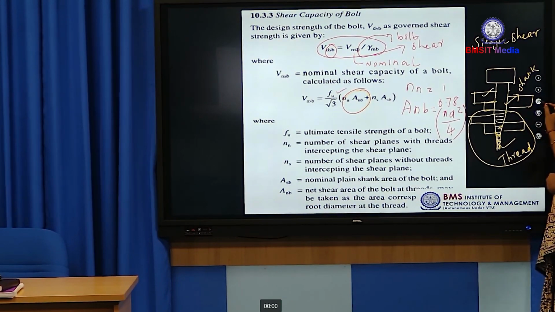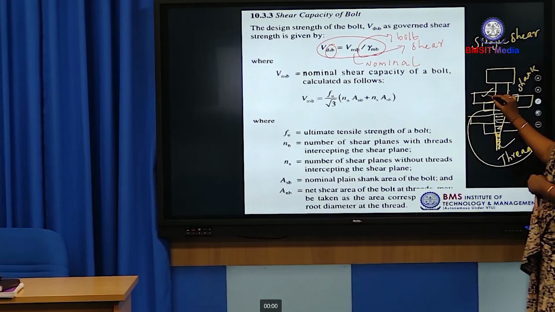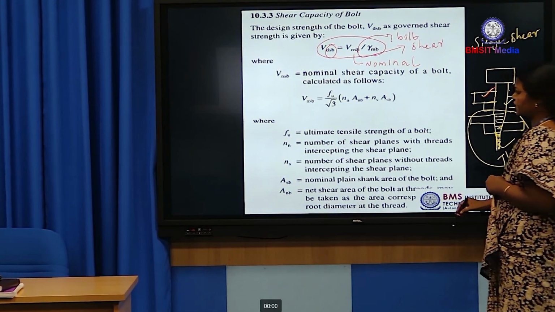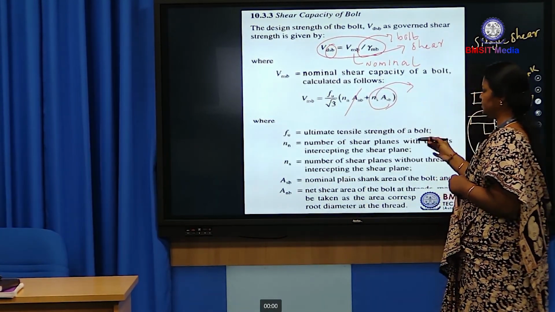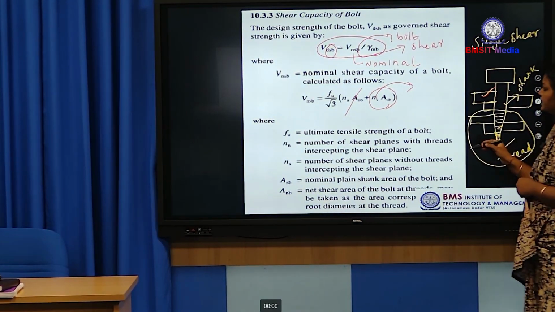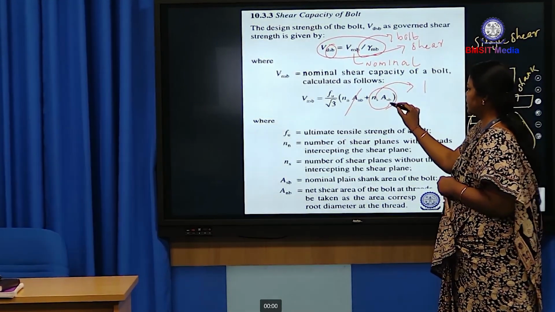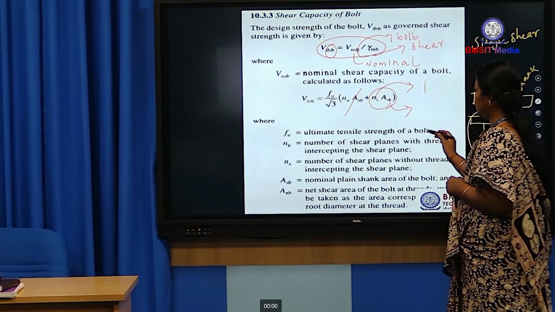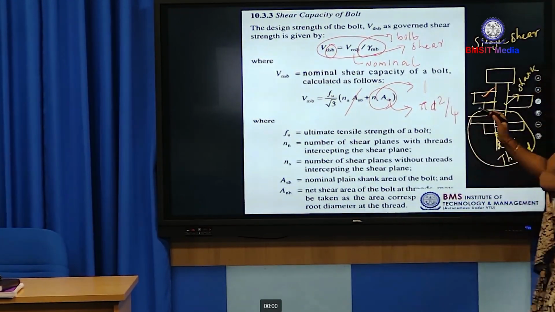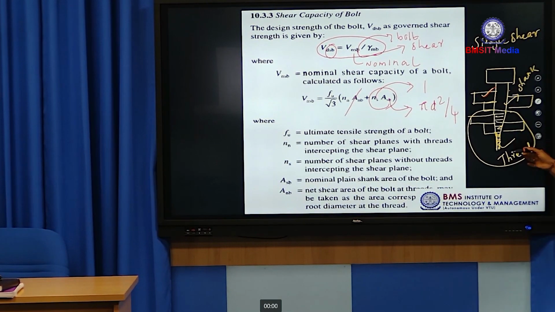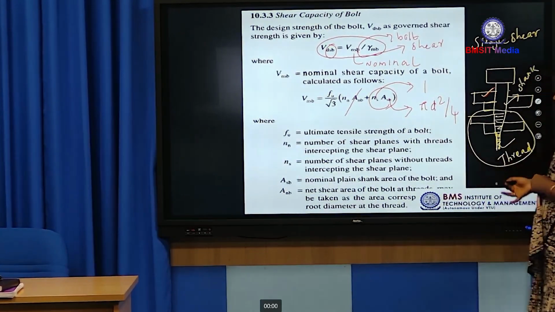If the shank portion passes through the shear plane, this term won't come, we have to consider this only. So, here the number of shear planes passes through the shank area. For the lap joint, n is equal to 1, and ASB, the area of the shank, is pi d square divided by 4. Okay, this is the general equation. Based on the condition, we have to take this term or this term, based on the condition given in the question.